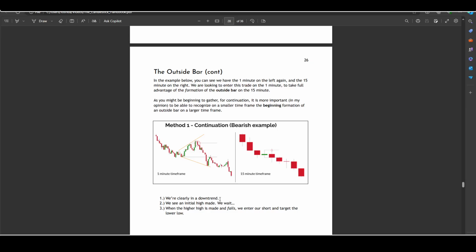We're clearly in a downtrend. We see an initial high made, we wait. So we see we're pushing up. We know that we're in a downtrend. We see a high get made. When the higher high is made and fails, so you see the higher high push up right here and then fail, we enter our short and target the lower low. So he's entering here, keeping his short, or you could keep your stop loss at that high. He's targeting this low, and whatever level he might have outside of that.